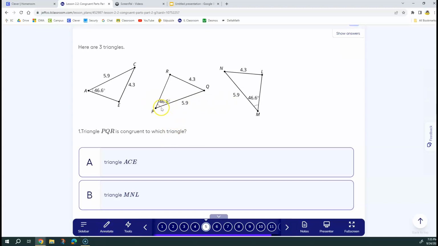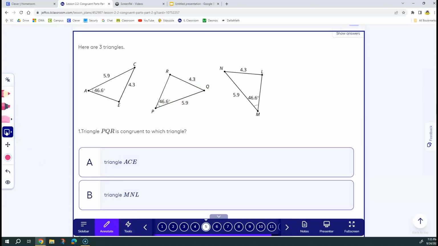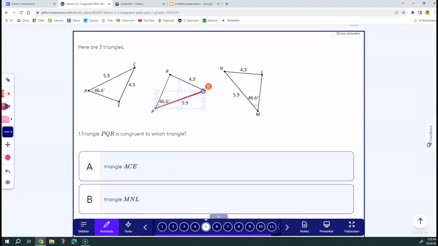The triangle has to match up perfectly with triangle PQR. So I am going to take one of the side lengths, and this one is known here, 5.9. I am going to use the line tool, and from P to Q, do this correctly, P to Q. Okay, so there's P to Q.